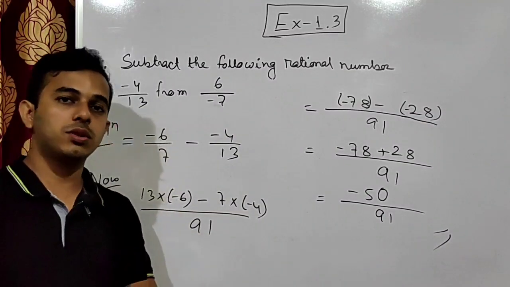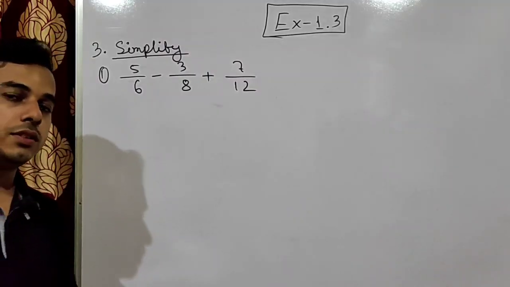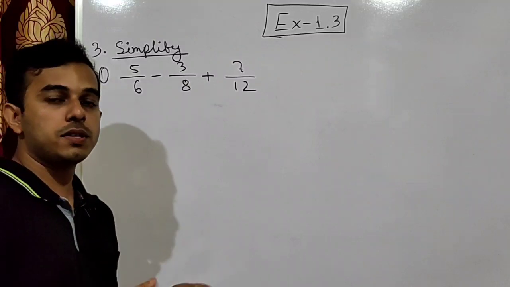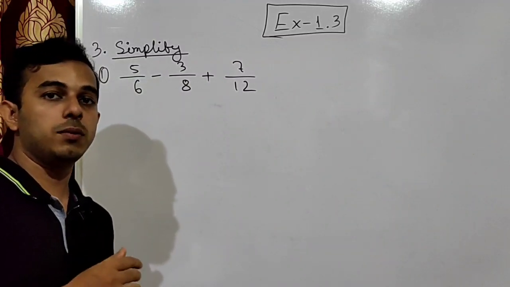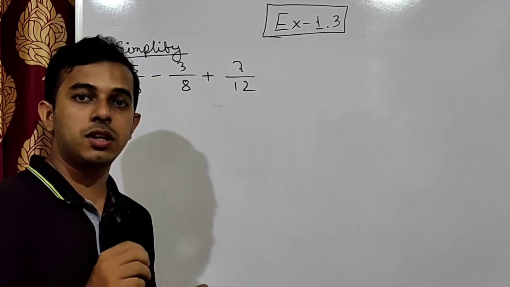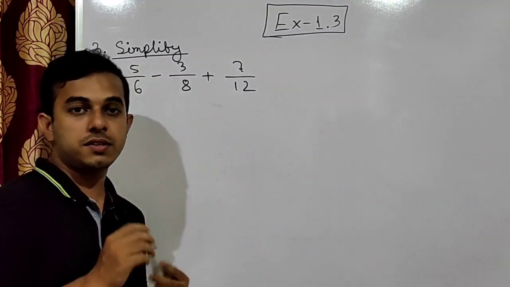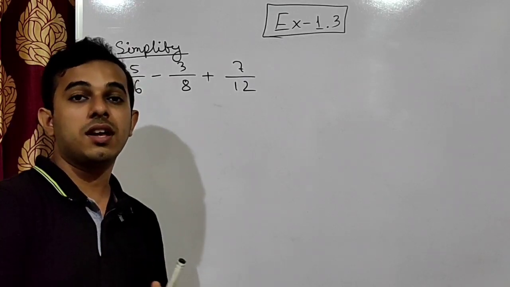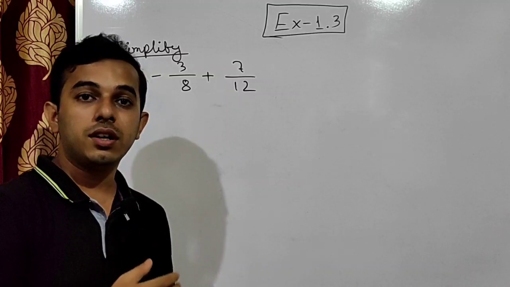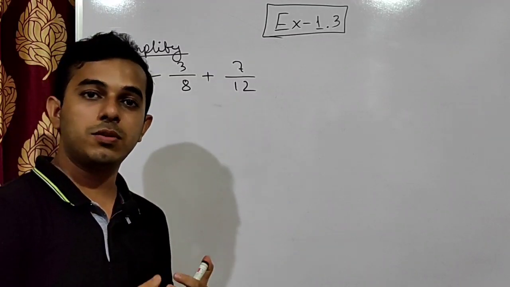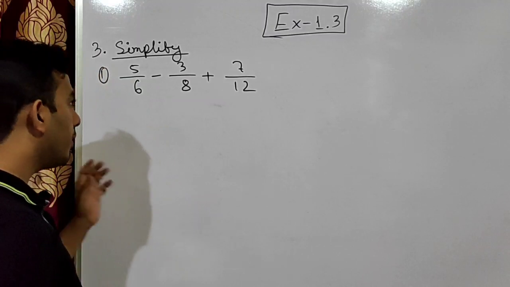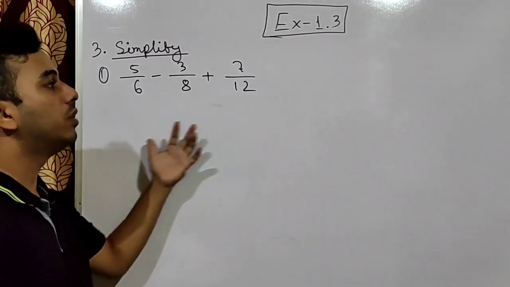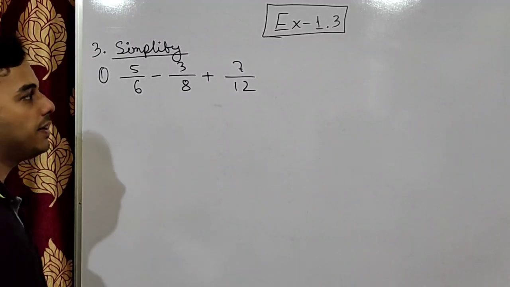So now let us move to our next question, that is question number 3. The next question is simplify. Simplify means what? We have to make it simple. We have to express the given expression in the simplest form. Simplest form is what? It is further not possible to add, subtract, that is, it is further not possible to solve anymore. So now our question is 5 by 6 minus 3 by 8 plus 7 by 12. So how will you simplify the expression?